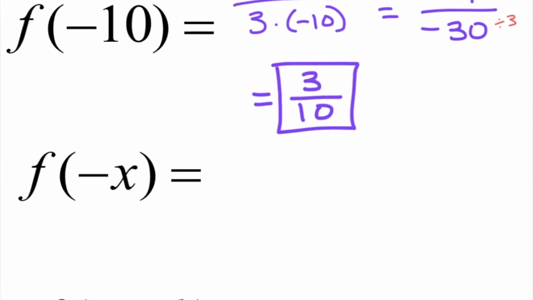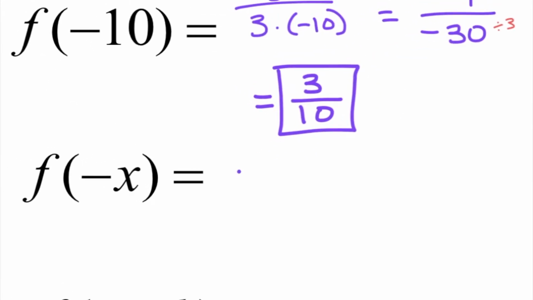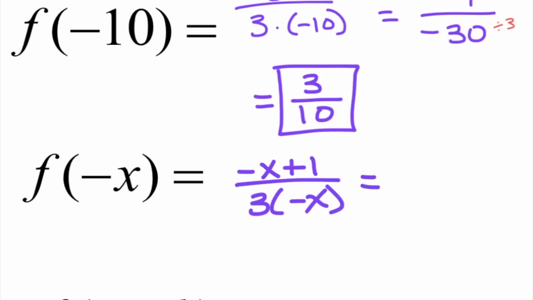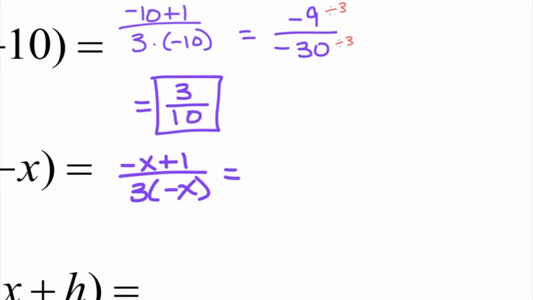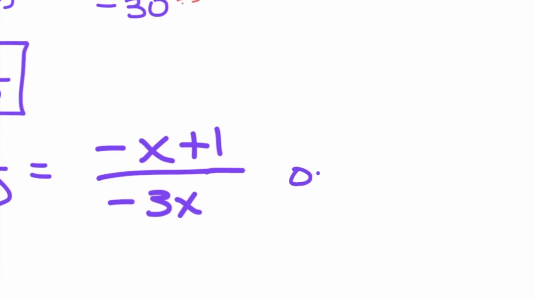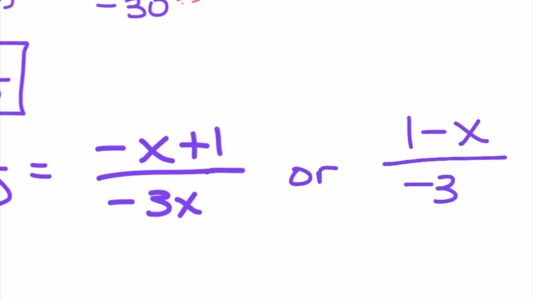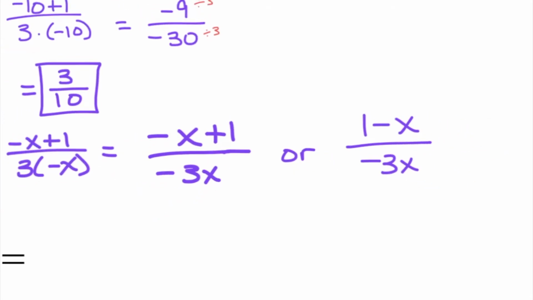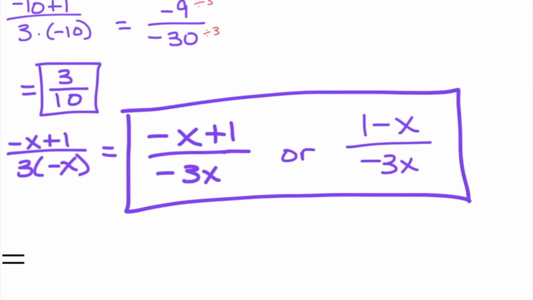Next, I'm going to substitute the negative x. So I've got negative x plus 1 over 3 times negative x. And in the top, you can either write negative x plus 1 over negative 3x, or that might bother your eyes, and so you could rearrange the top if you wanted to. I would happily accept either of those answers.